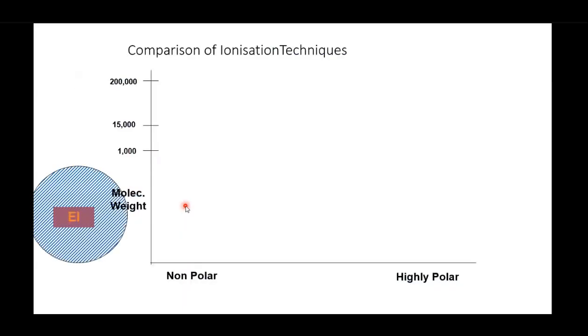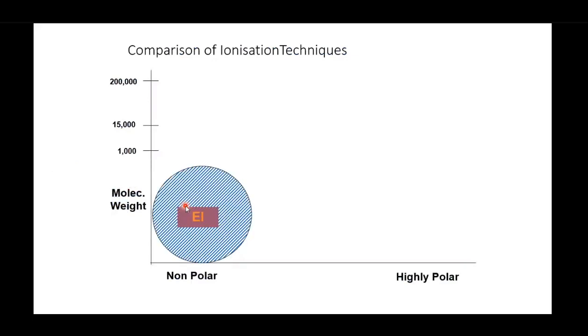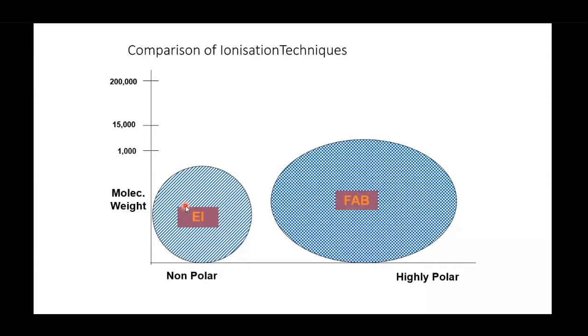EI, which can be GCMS, can handle non-polar molecules up to a mass range of 800 maximum. FAB, which I have not covered, can go up to 5,000 molecular weight and cover a lot of polar compounds. It was the first one which could handle sugar molecules or peptide molecules. So FAB was very useful for biological research in the earlier days.